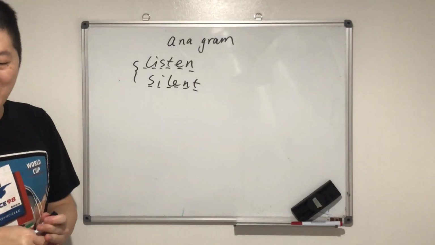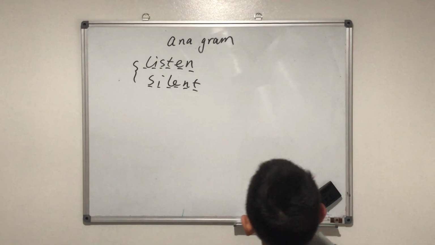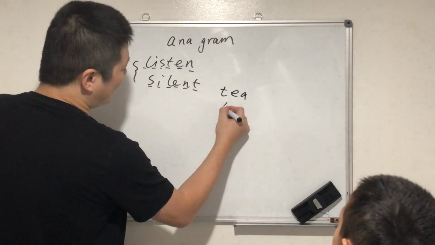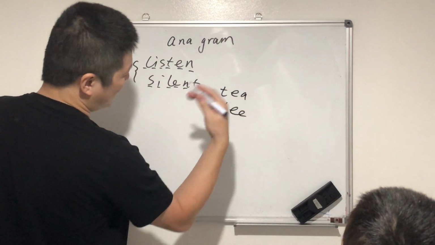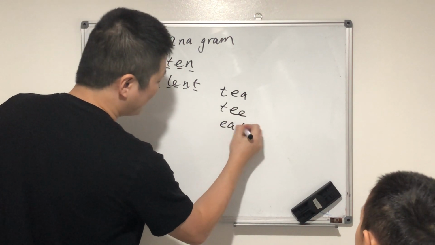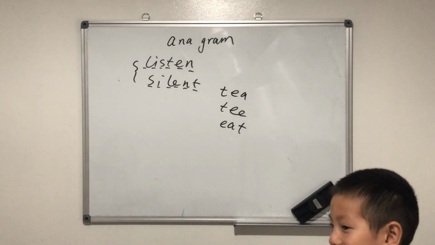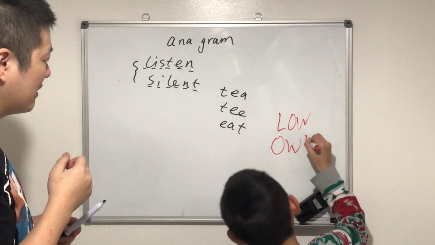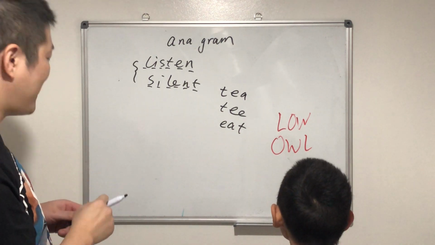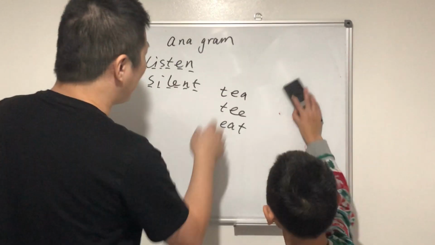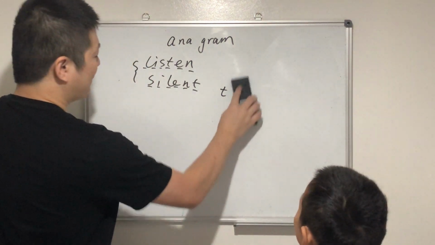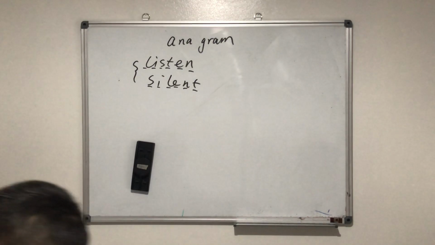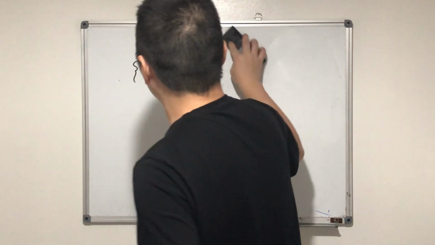So how about T and eat? This is not an anagram, but eat is right. You can use different orders. T and eat. And love and ow. Yes, exactly. So this is anagram, okay, anagram.